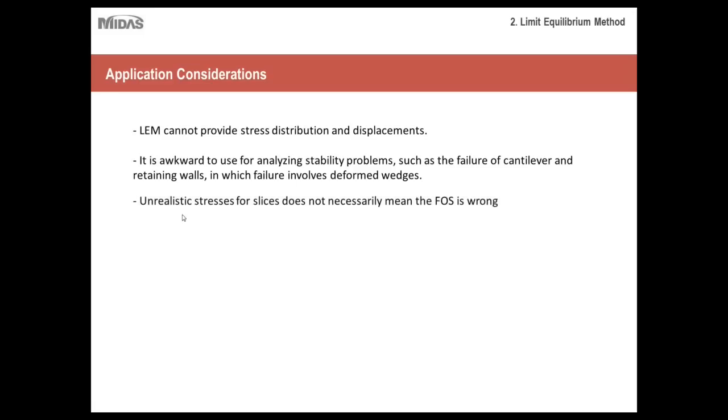Unrealistic stresses for slices does not necessarily mean the factor of safety is wrong. This is something I discussed earlier. Just keep in mind that if you seem to get erroneously high or low forces acting on your slices, those correspond to certain assumptions that are made for that slip surface, or for that certain portion of the slope, and it doesn't necessarily mean that those are the actual forces acting on the slope, and it doesn't mean that your factor of safety is wrong.